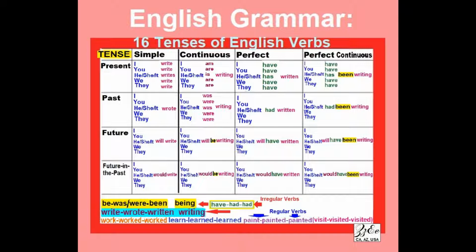tomorrow from 5 p.m. to 7 p.m. Okay? We are describing the moment in future, this continuity, okay? This activity in future in continuous aspect we are describing. Very easy. And the next is future perfect tense.